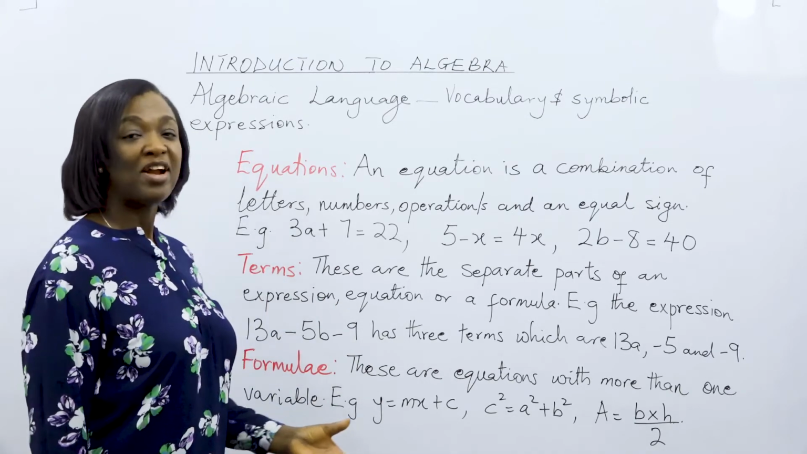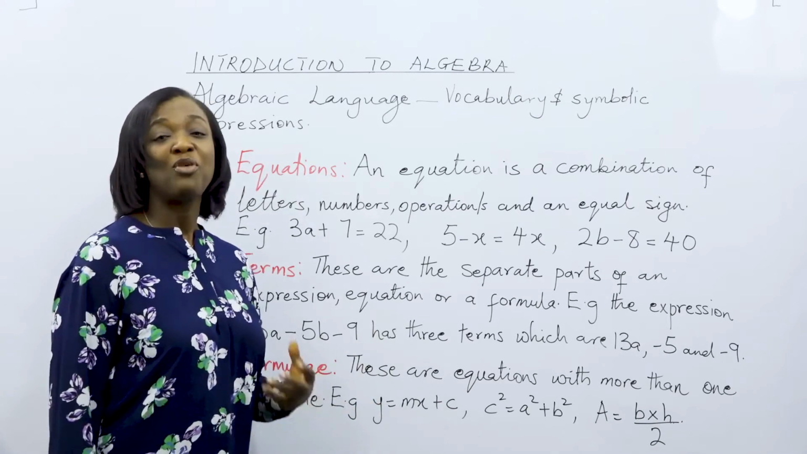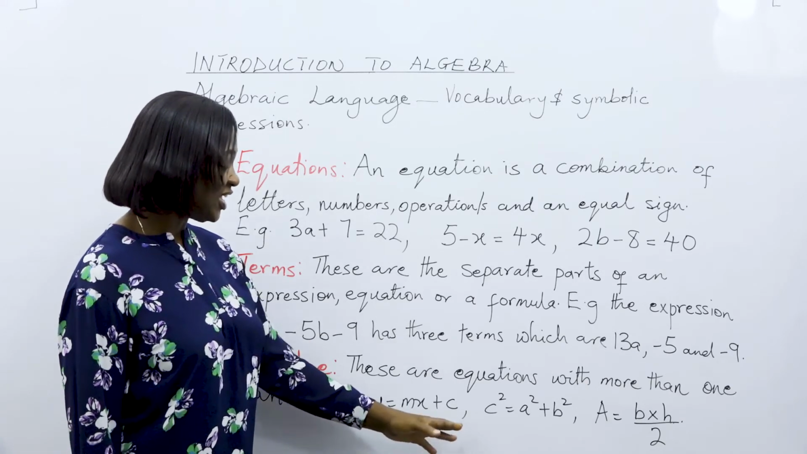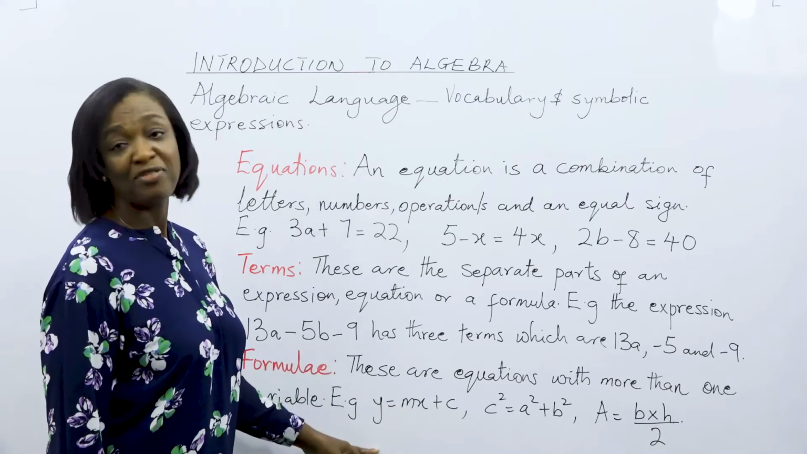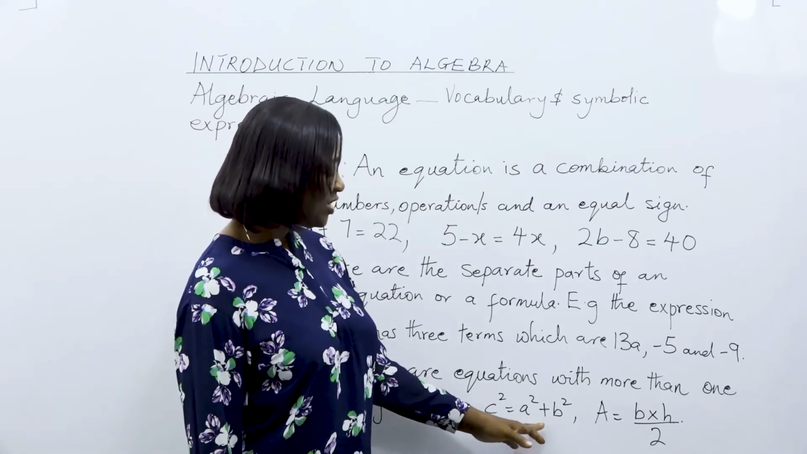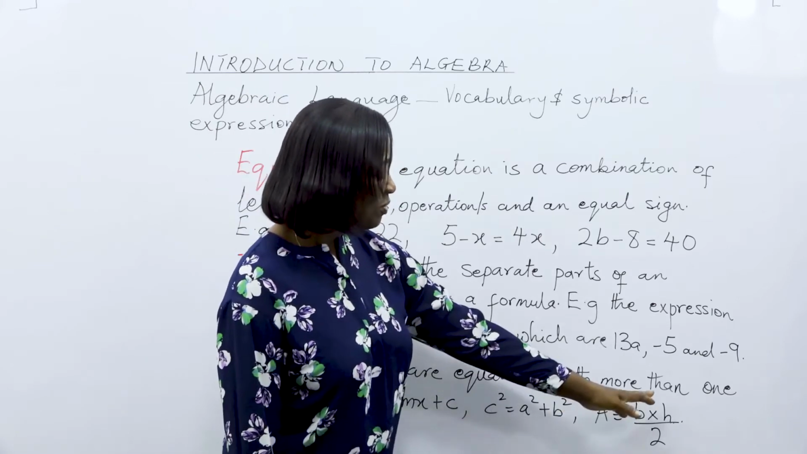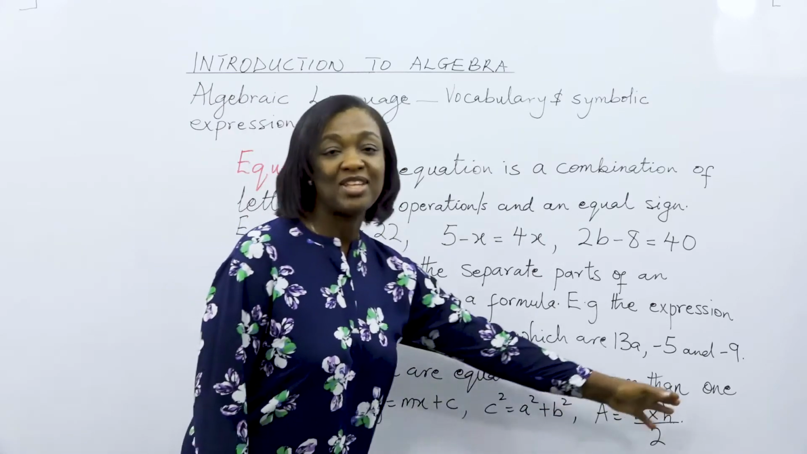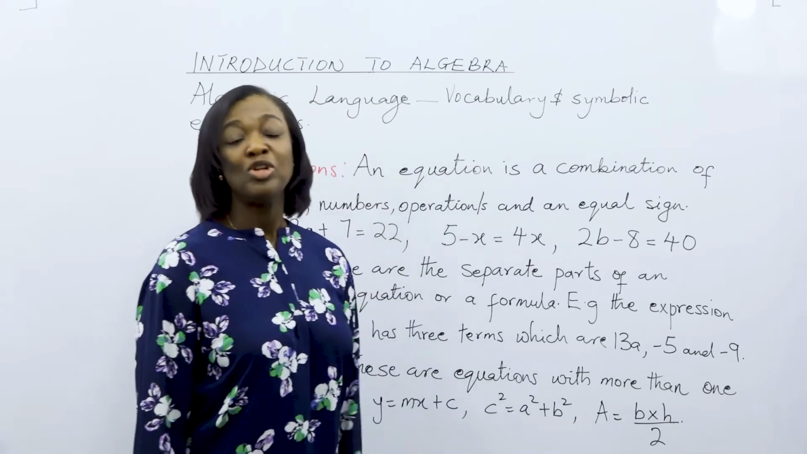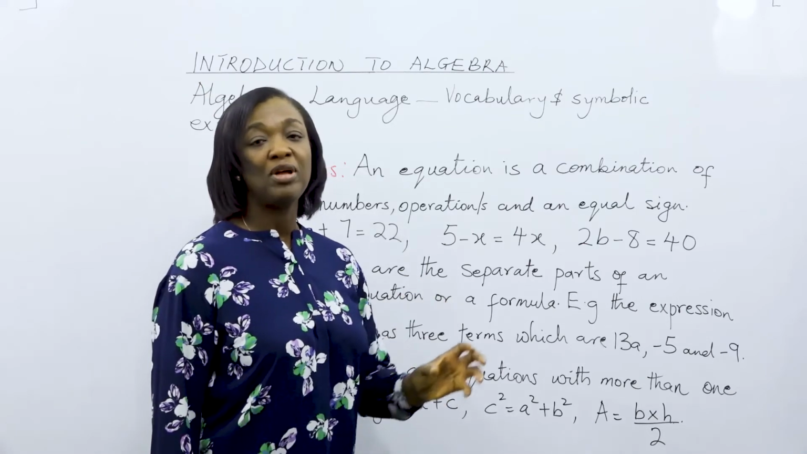So the next vocabulary we'll be looking at is formula. What is a formula? A formula is an equation with more than one variable in it. For example, y is equal to mx plus c. That's the formula for finding the equation of a straight line. c squared equals a squared plus b squared, Pythagoras theorem. A is equal to b times h over 2, or base times height over 2. That's the formula for finding the area of a triangle. So a formula has more than one unknown or more than one variable in it.